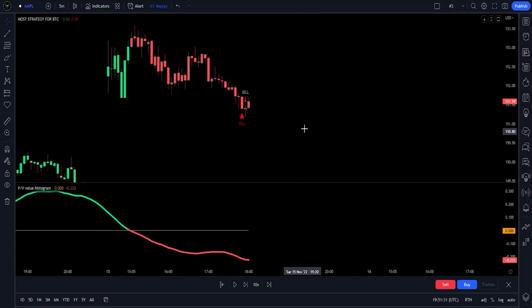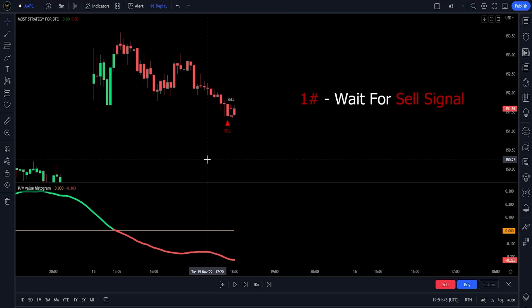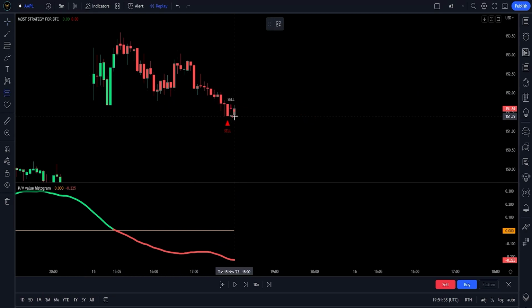Just like with long trades, we also need to follow our 3-rule strategy while entering our short trades. So, let's begin. Rule number 1, sell signal. As you can see, this condition is met, so we can move forward and check our second rule, which is that our volume is colored red, meaning that it has a value below 0. Great, this condition is also met, so let's check our third and final rule, bearish candle. Our third and final condition is met as well, and we can enter this short trade.